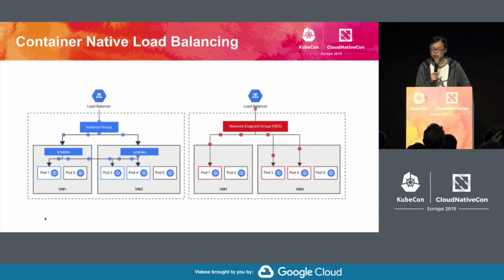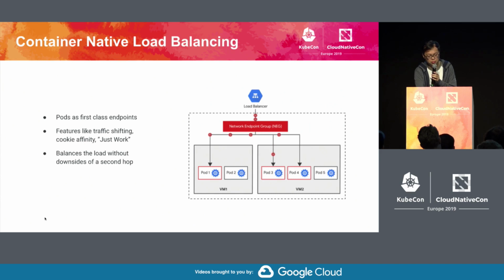On the right is what we call container native load balancing. The Google Cloud Load Balancer can actually target arbitrary endpoints. It has a new construct called network endpoint groups. You just need to put the endpoints into this construct, and the load balancer can directly send traffic to the pods. It has many advantages. Obviously there's no second hop, so pods become first class endpoints. And the cloud load balancer features just work, for instance traffic shifting, cookie affinity, and things like that.